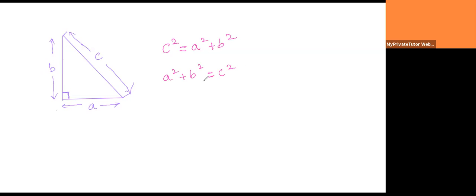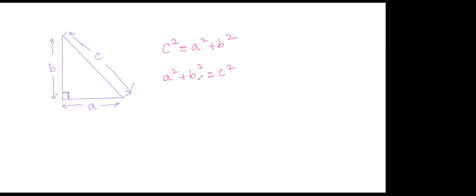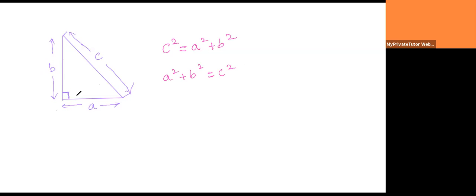Iris, do you understand this? Yeah. Okay, so which means what? If we know two lengths, we can find the unknown length. I hope you guys understand now. Okay, let's try some questions in it.